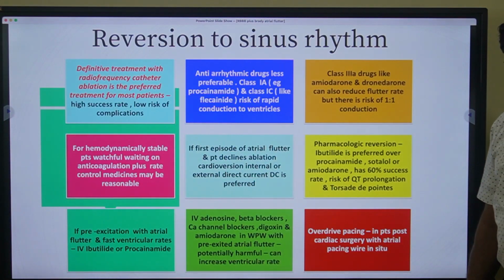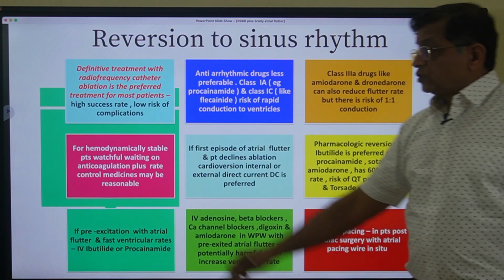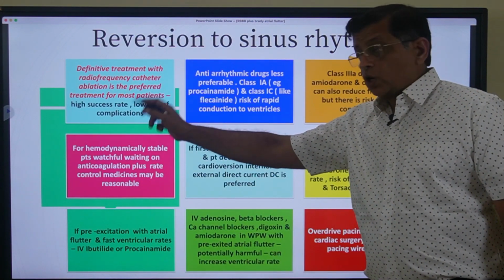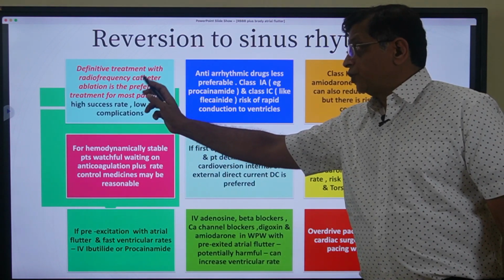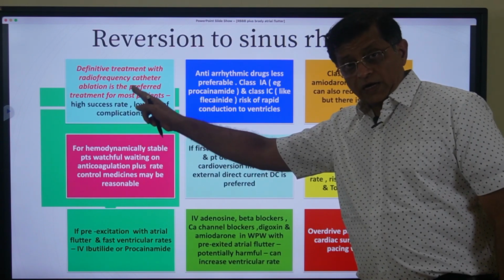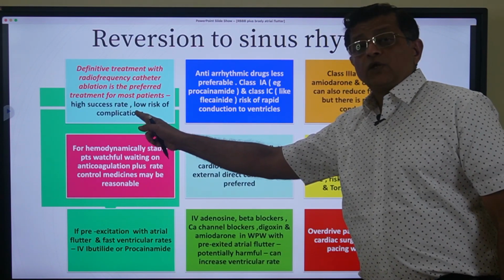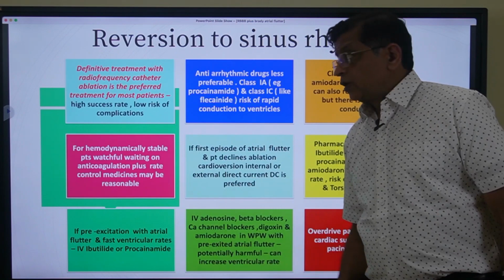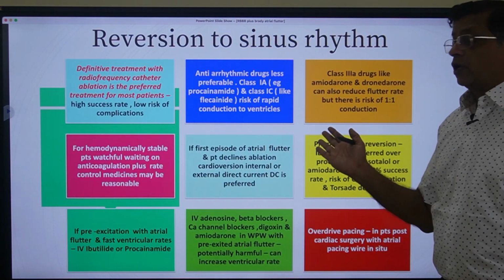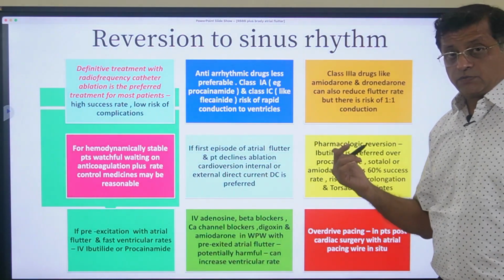Reversion to sinus rhythm, NSR. This is the definitive treatment with radiofrequency catheter ablation. This is the treatment of choice. It has a high success rate and low risk of complications. But if the patients are not willing or not candidates, then you can try anti-arrhythmic drugs.